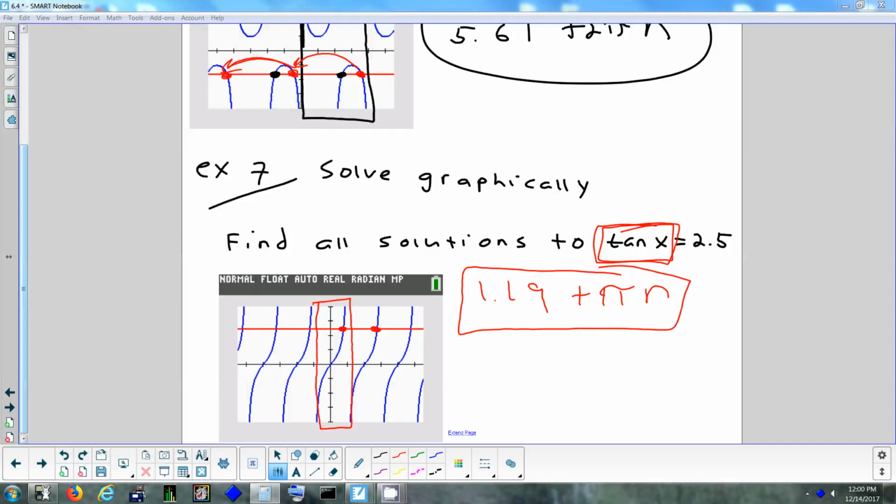Okay, so the only time you have to put this plus pi n on the end is if I write what I just underlined: all solutions. If I said to you on the test, just give me one solution, 1.19 does it. That's all you'd have to put.